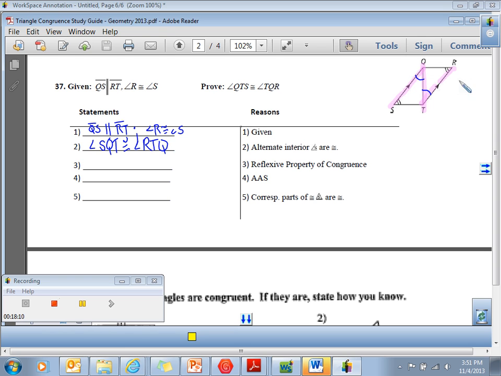Do you notice anything else about the two triangles? They both share QT, right? So, is that reflexive property? Good.